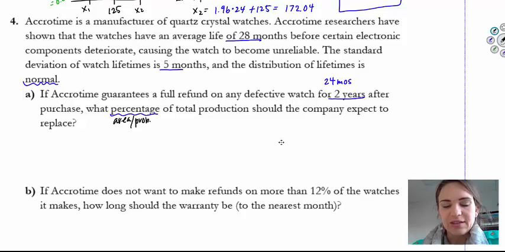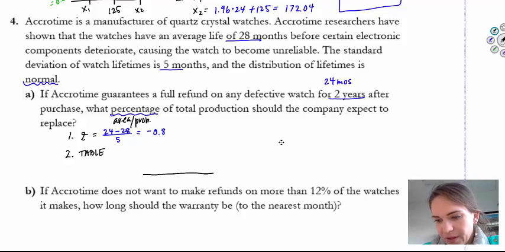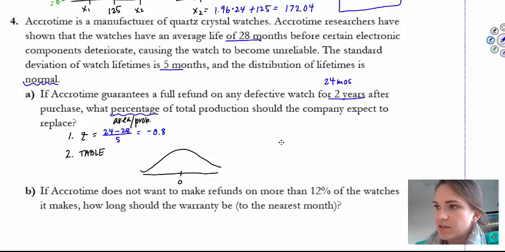So we would like to find the value from the table. That's 2 steps. 1, find z. 2, look it up in the table. So z is x, which is 24, minus the mean of 28, divided by the standard deviation of 5. The z-score for this problem is negative 0.8. The table will tell us the area we would like to find. So here's the curve, there's a mean of 0. Our z-score is back here, negative 0.8.